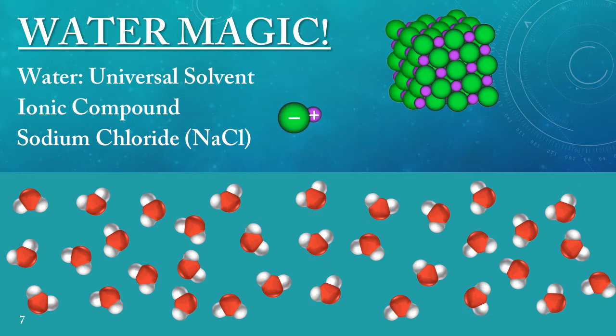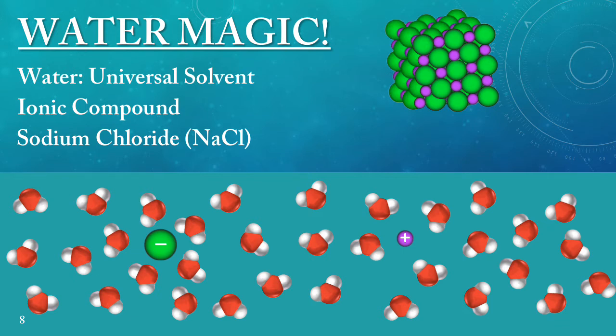We're going to remove one of the sodium chloride units from the lattice so we can see it better, and we're going to drop it into the water. Now, once the sodium chloride is in the water, it's actually going to be separated by the water molecules. They'll be able to pull the sodium away from the chlorine.